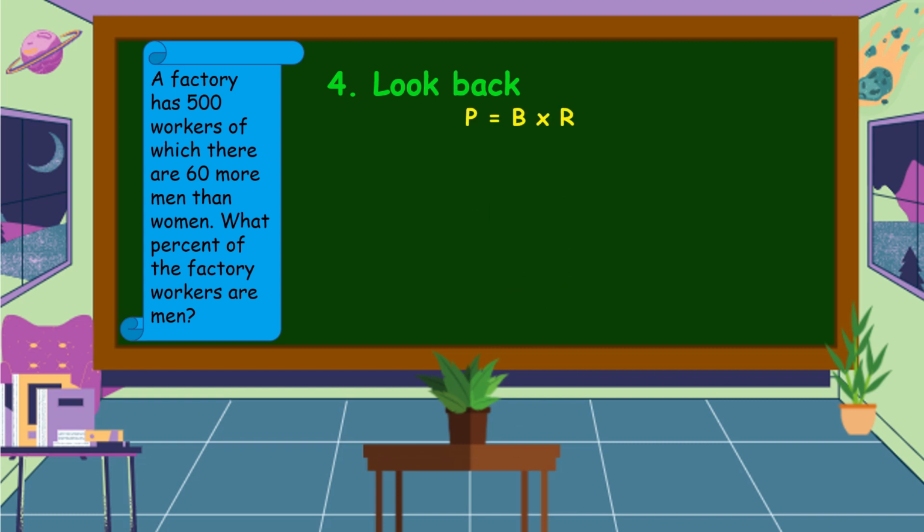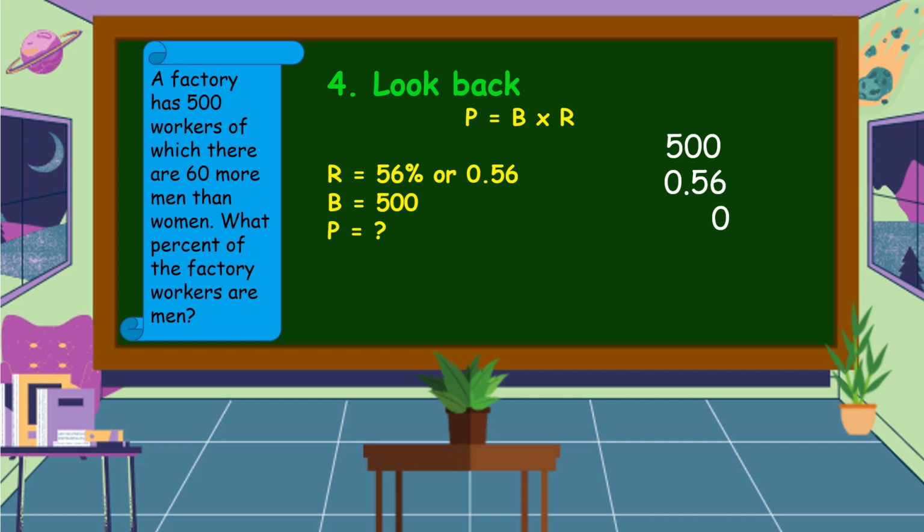So, alamin natin yung ating percentage. Pag nakuha natin ay 280, ibig sabihin yung 56% natin ay correct. So, base natin ay 500, rate natin ay 56% or 56 hundredths. Then, we're going to find the percentage. Using the given numbers, let's multiply.